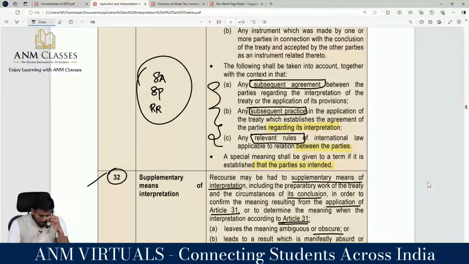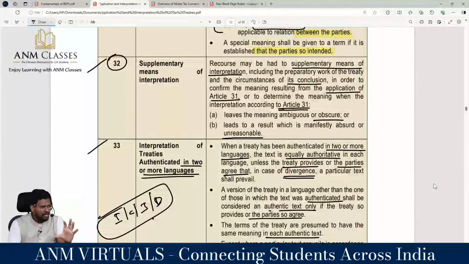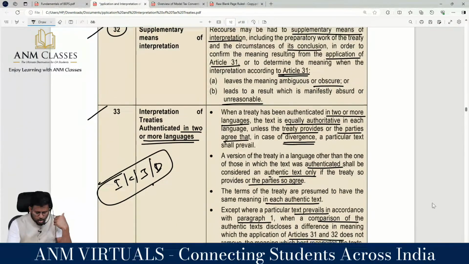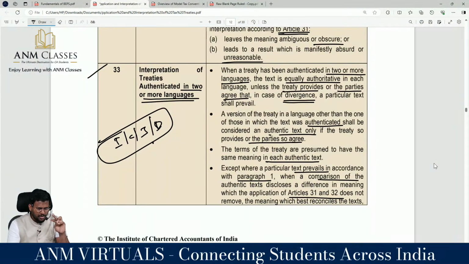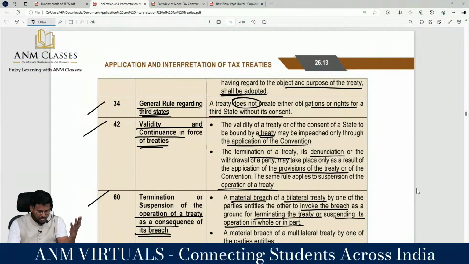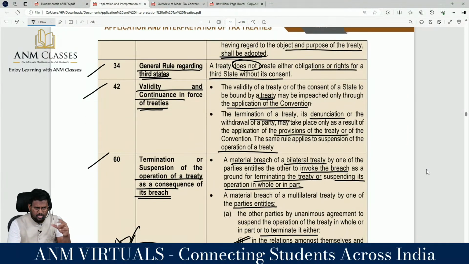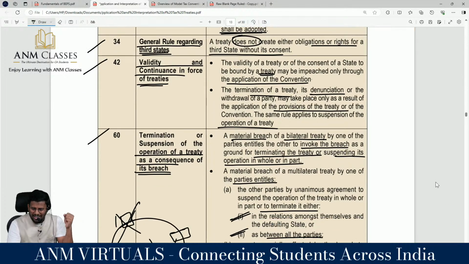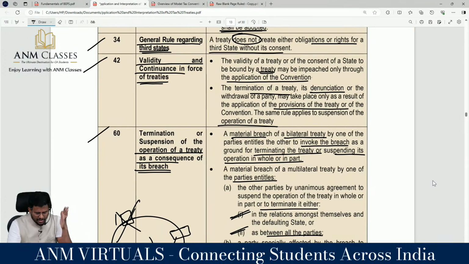Sir, if the ordinary meaning is giving rise to ambiguity, then you have to see whether subsequent agreement is there, subsequent practice is there, relevant rules are there, right? Yes, supplementary means of interpretation you can go to if the ordinary meaning is ambiguous. Then if two languages have been written, you have to give equal importance to both languages. Sir, if nothing has been specifically mentioned that one language is superior, then the general rule regarding a third state, generally, sir, the treaty will not be applicable.